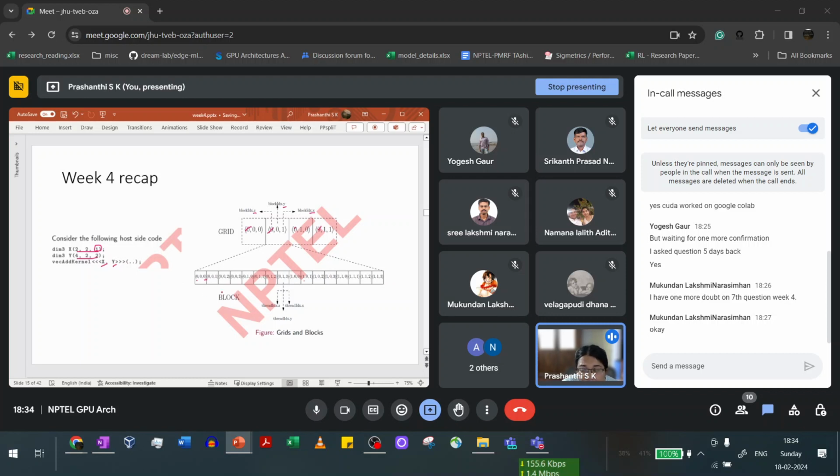So again, how many threads would you have in total? You would need to multiply both of these. And in a given block, how many threads would you have? Again, you can calculate that from these values. So these are some things that you can figure out from the launch configuration that's given to you.